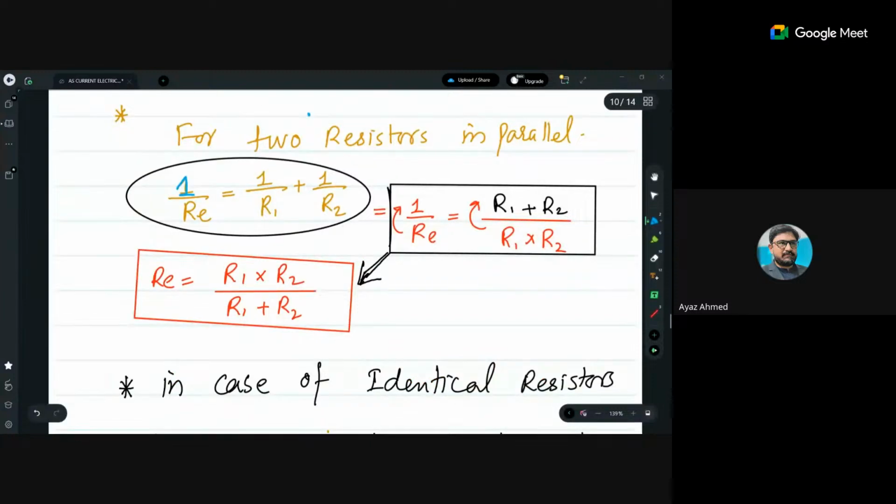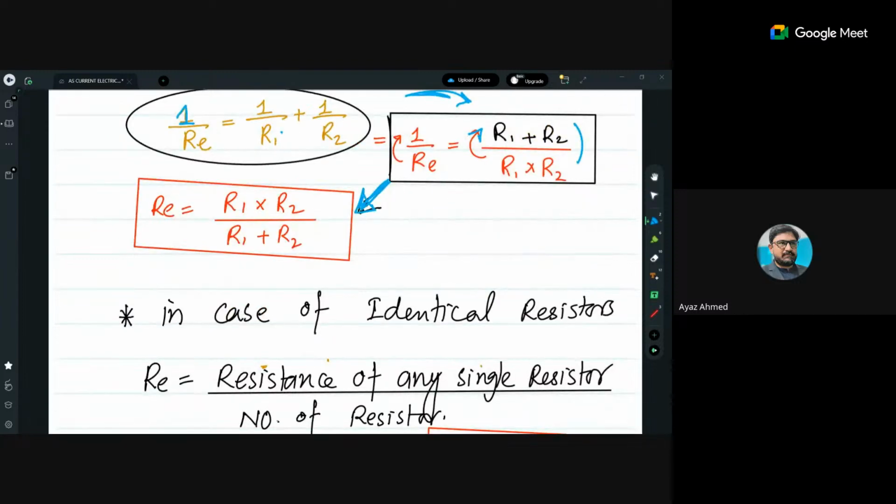When you solve it, taking the LCM, it becomes R1 into R2 above, and R1 plus R2 below. So overall, R equivalent is the product of resistances divided by the sum of resistances. That is basically the product over sum formula. Usually we use that one only for two resistors.